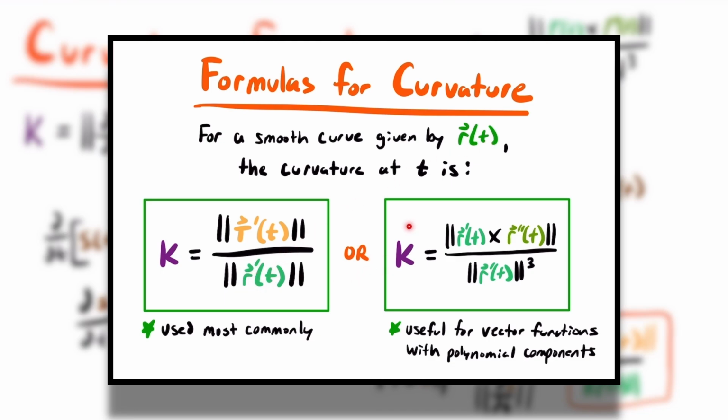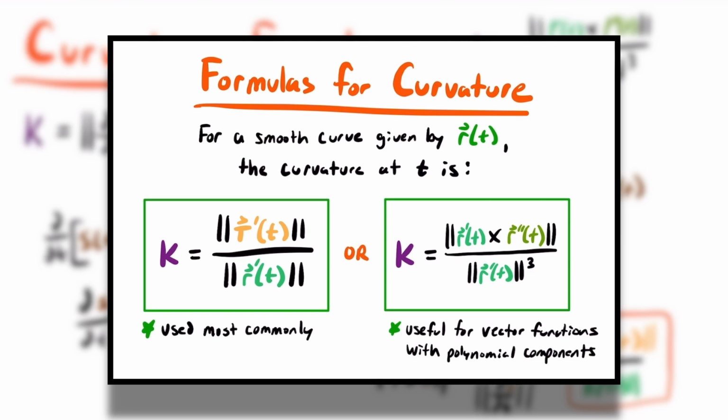Or if you have a vector function with polynomial components or simple algebraic components, then you can find the curvature k by taking the magnitude of the cross product between the first and second derivatives of the vector function and dividing it by the magnitude of the first derivative of the vector function cubed.